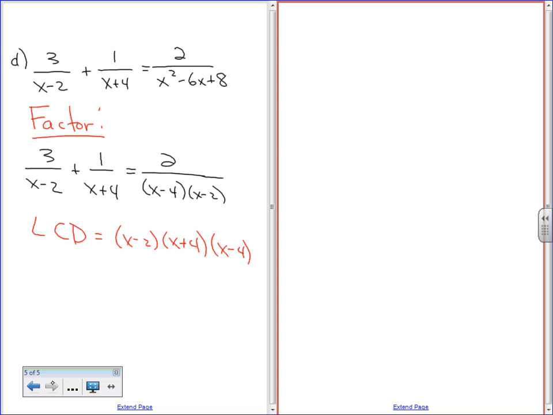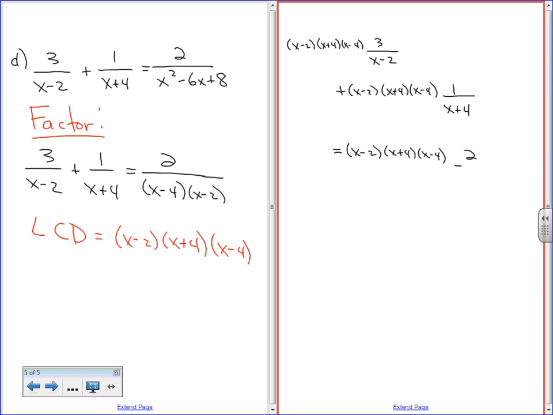So now I'm going to multiply everything by the lowest common denominator. So x minus 2, x plus 4, x minus 4 times the first term plus x minus 2, x plus 4, x minus 4 times the second term. And that's equal to x minus 2, x plus 4, x minus 4 times the third term. And remember, the whole purpose of multiplying by the common denominator is to eliminate the denominators. So x minus 2 goes into x minus 2 one time, providing x is not equal to 2.